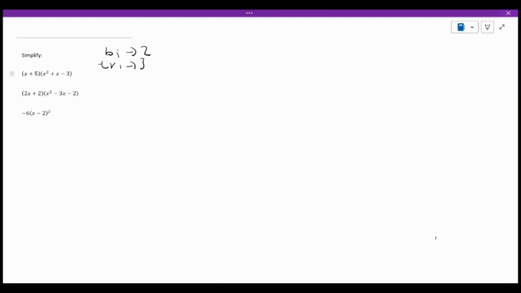And what we did, we used the FOIL method, which means the first, the outers, the inners, and the last. It doesn't necessarily work in this case. It works, but to a certain extent, and we have to cater for that, right? So let's get down to it. We have x plus 5 and x squared plus x minus 3.